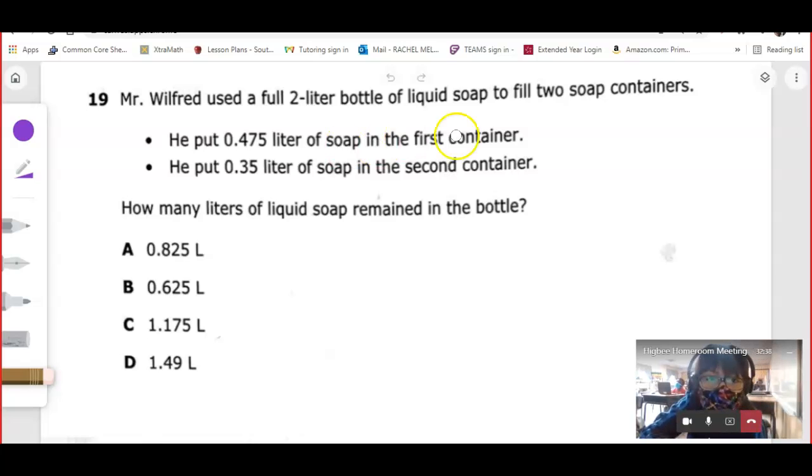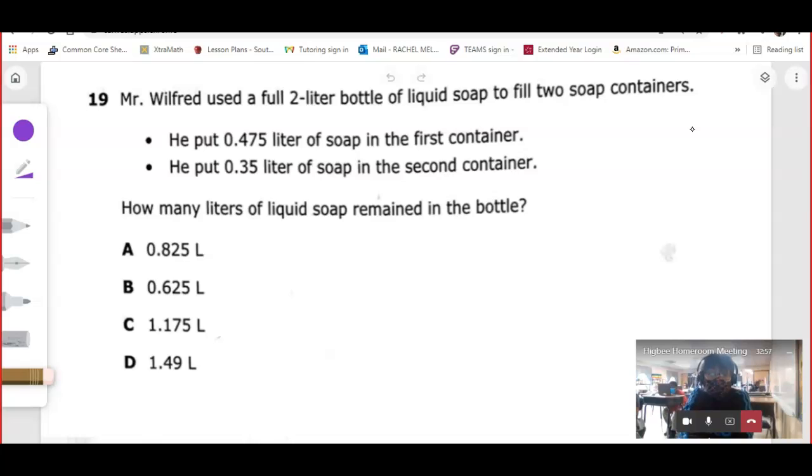He put 0.475 liter of soap in the first container. He put 0.35 liter of soap in the second container. How many liters of liquid soap remained in the bottle?